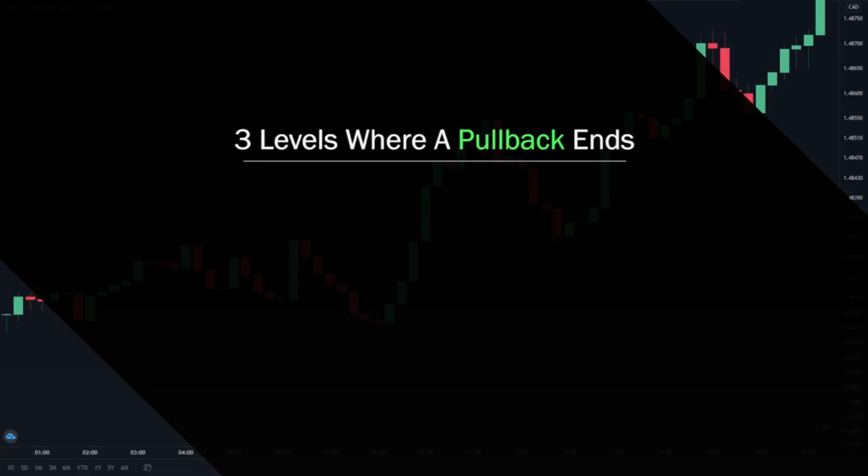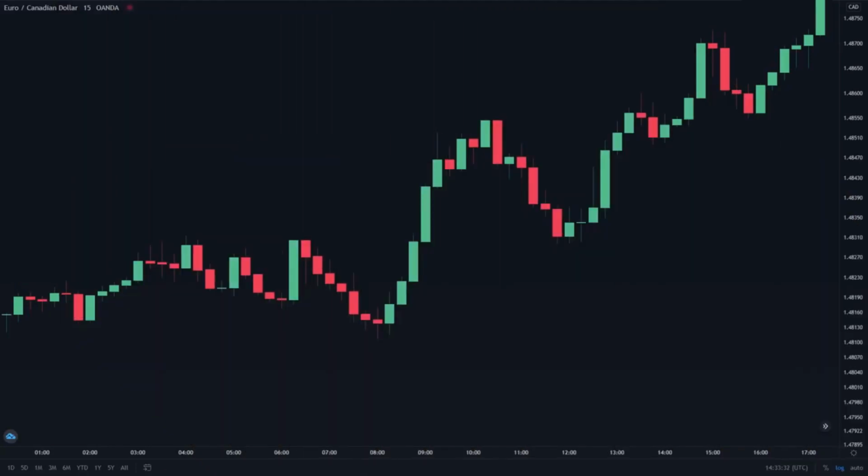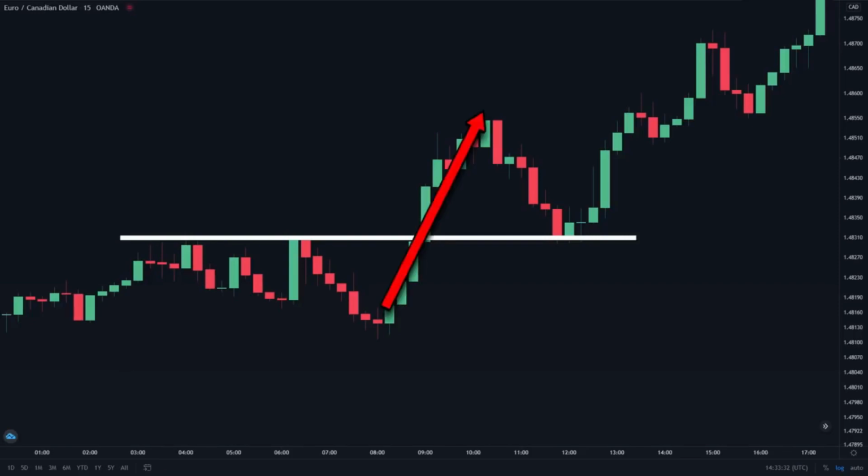And the first level is support and resistance. Let me show you an example. Over to the left, we saw the price rejected this level multiple times, which makes this an area of resistance. Next, the price broke out of the resistance and made a pullback. Notice where the pullback ended. The previous resistance now turned support.